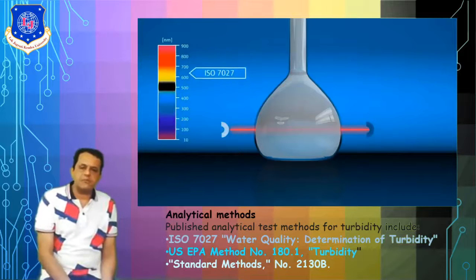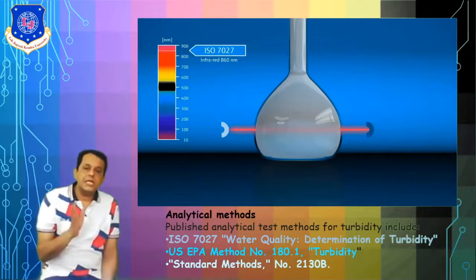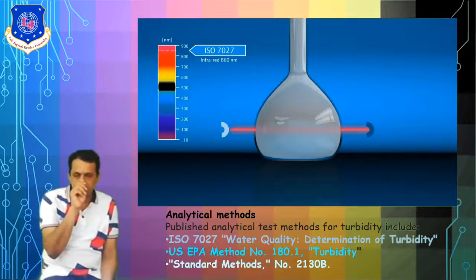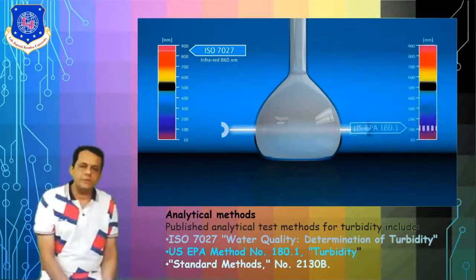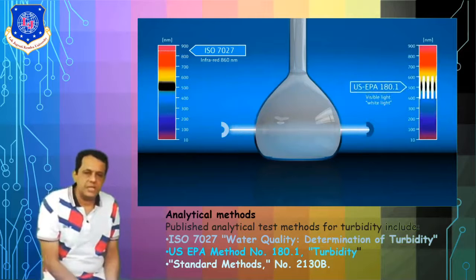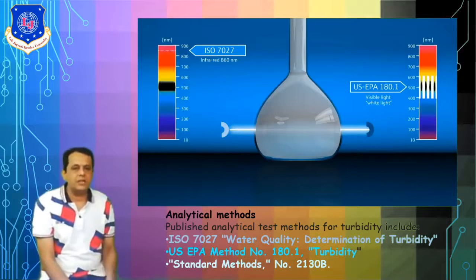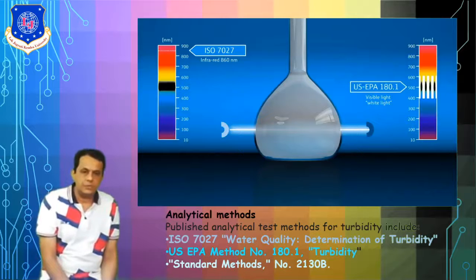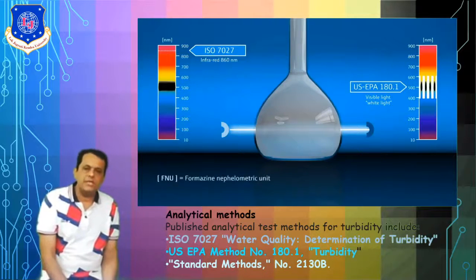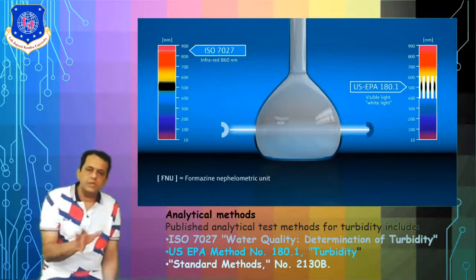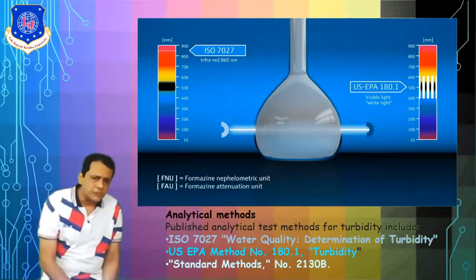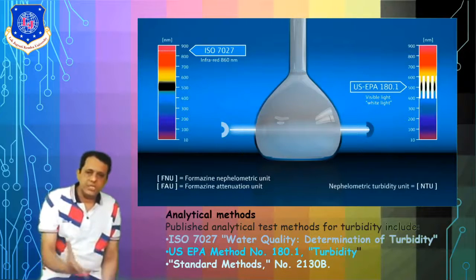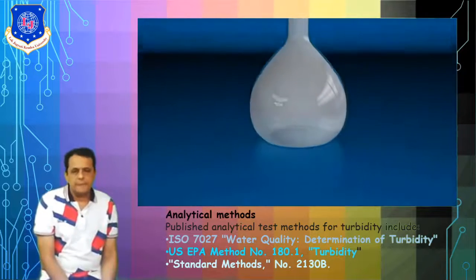The one is the ISO 7027 method, where invisible infrared light of somewhere around 860 nanometer wavelength will be passed through the liquid and measured. Another is the US EPA 180.1 documentation, where visible white light is used, and calibration was given by Formazin, so it is known as Formazin nephelometric unit, and also as Formazin attenuation unit.